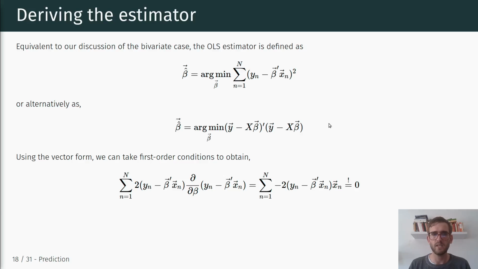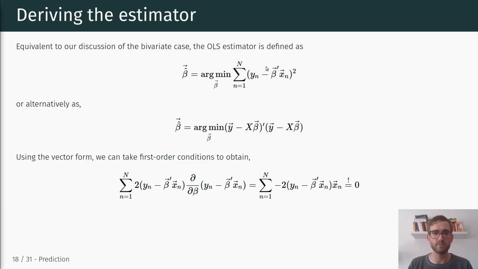Okay. So focusing on the vector form, the part up here, we can now again just take the first order condition. So we take the first derivative with respect to each element in beta, and we have to set that equal to 0, right? So this is exactly the same thing that we've done in the bivariate case, now just for multiple betas, right?